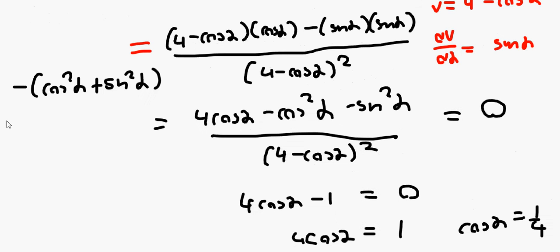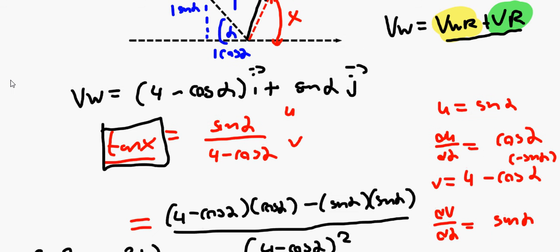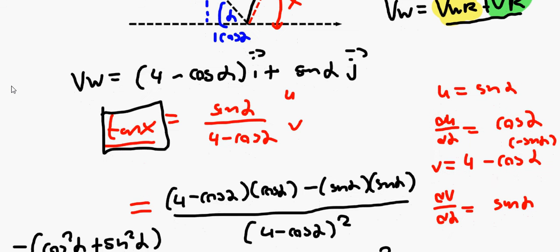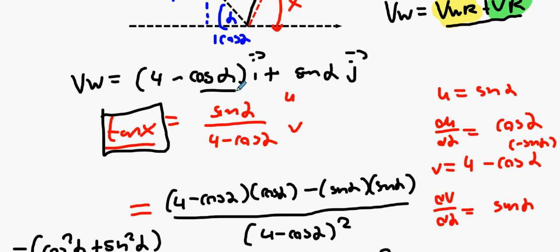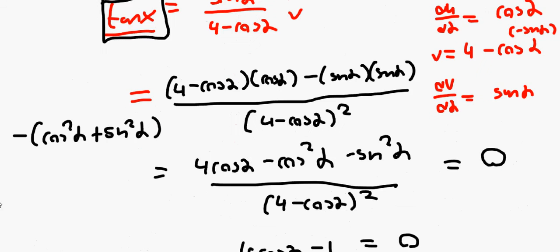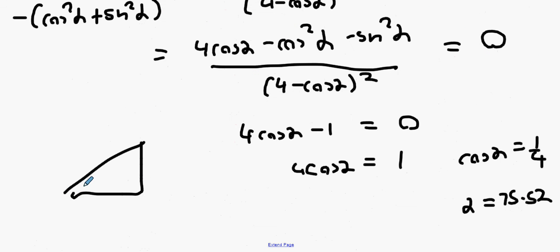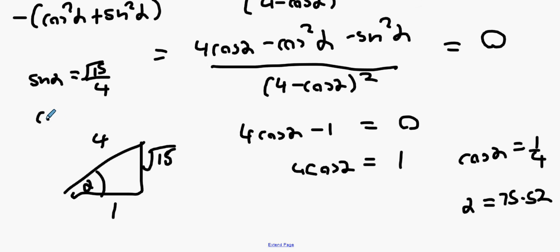Alright. Now, everything's in vectors, isn't it? Would you agree? I could just find out sine alpha directly, could I? Because if cos alpha is a quarter, adjacent is 1, hypotenuse is 4. That means the opposite will be root 15. This means sine alpha would be root 15 over 4, and cos alpha is a quarter. Is that right? Root 15 over 4 and 1/4. Okay.